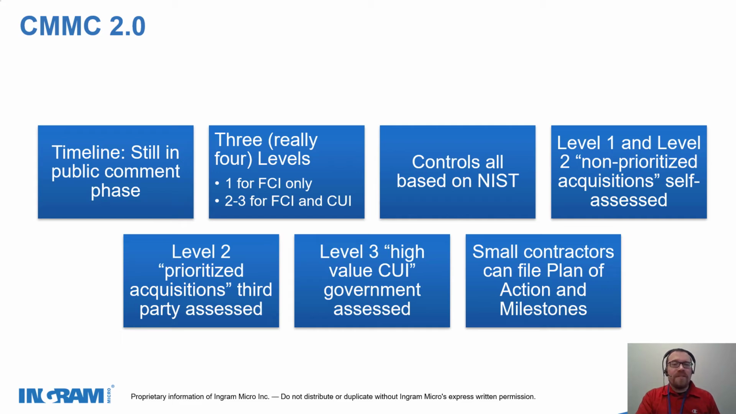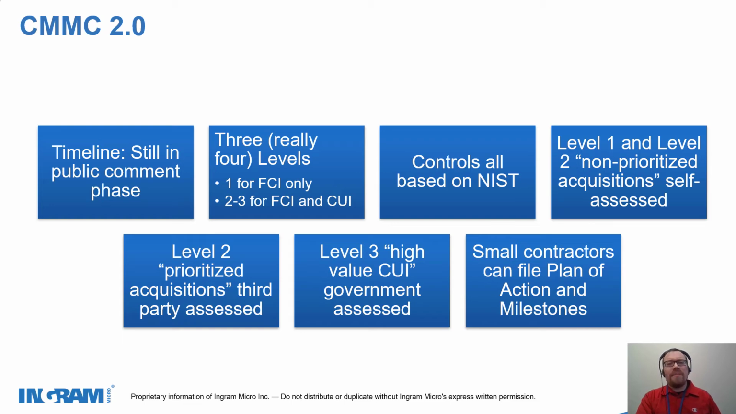They've reduced the 5 levels to 3. Really, it's 4. They call it 3. There's level 1, which is just for your federal contract information, and then 2 and 3 are for the FCI and the CUI again. All the controls are NIST controls. I say based on NIST, it's because for the most part they literally are NIST. So level 1 and level 2 non-prioritized acquisitions, unlike the old CMMC where everything had to be done by a third-party assessor.